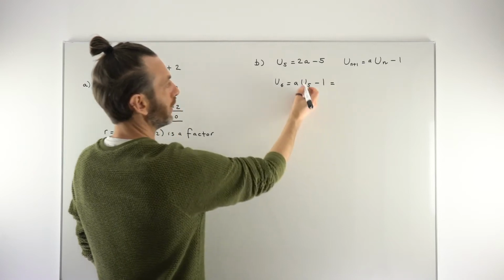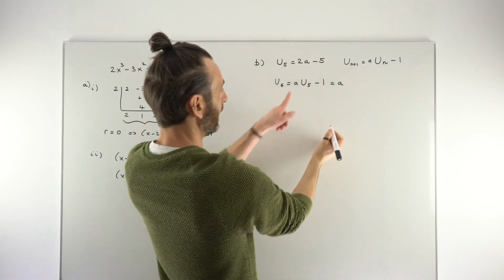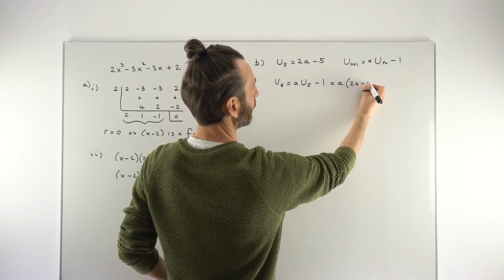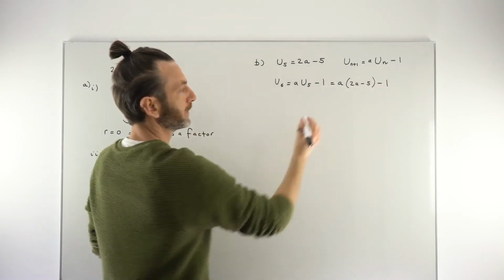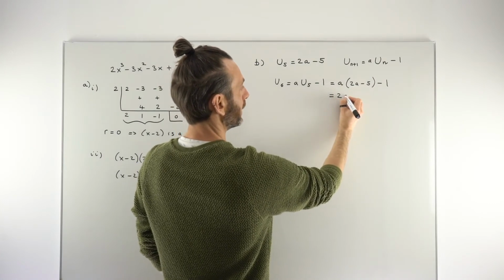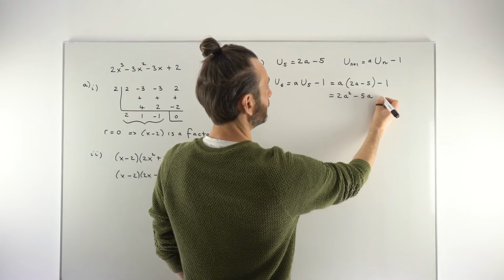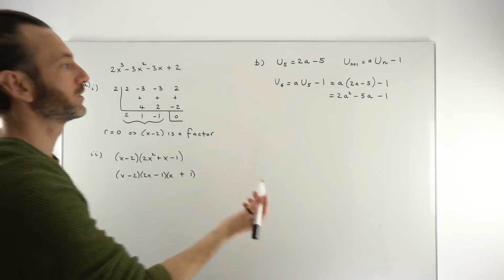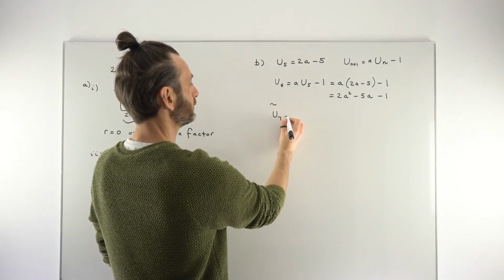We know what u5 is. It's this expression here, 2a minus 5. So this is going to be a times u5, 2a minus 5, minus 1, the minus 1 on the end. And then just taking this forward by multiplying out the brackets, 2a times a is 2a squared, a times minus 5 is minus 5a, and then we've just got our minus 1 hanging out on the end. So that gets us to u6. We'll need to then repeat the process to get to u7.